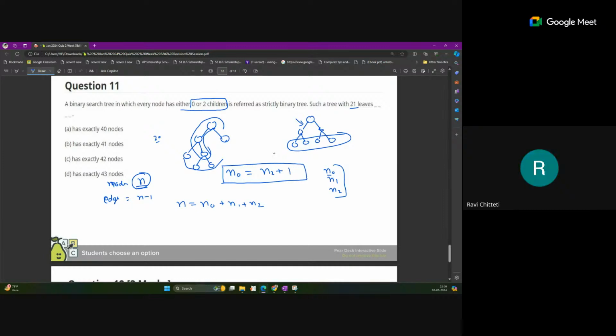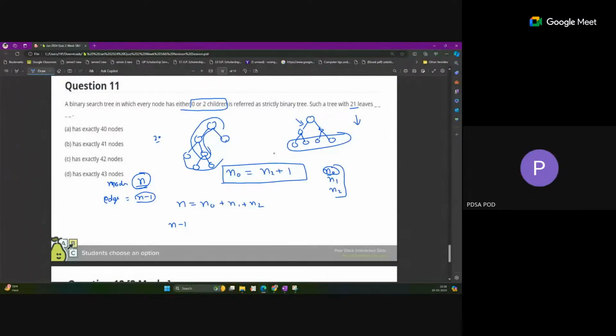Okay. Now, if we talk in the reference of edge, so total edge we have n minus 1. Now just tell me number of nodes with 0 childs. Just look in the lower side only. So how many edge will be connected to them? 0 child. 21.